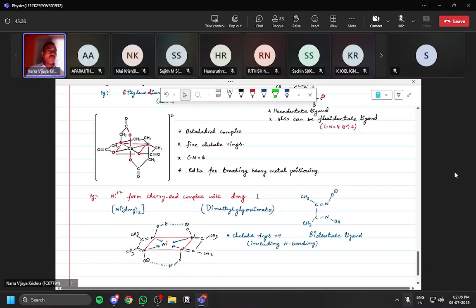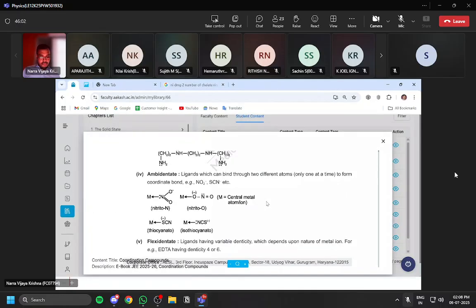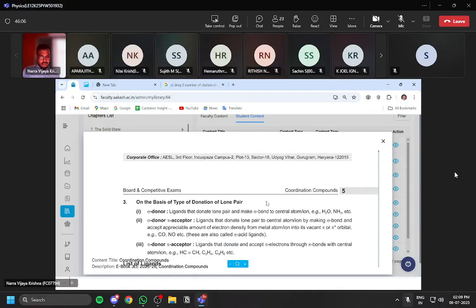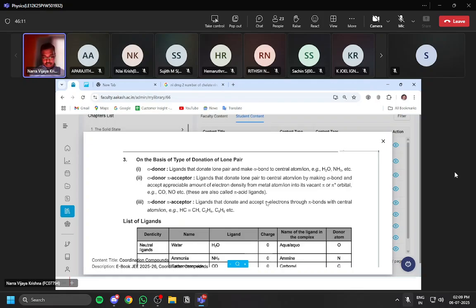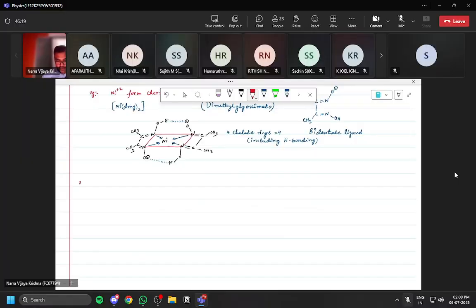Now polydentate ligands are over. What is the next idea? Classification of ligands based upon the type of bond they form with the central metal ion, that is, classification on the basis of type of donation of lone pair.